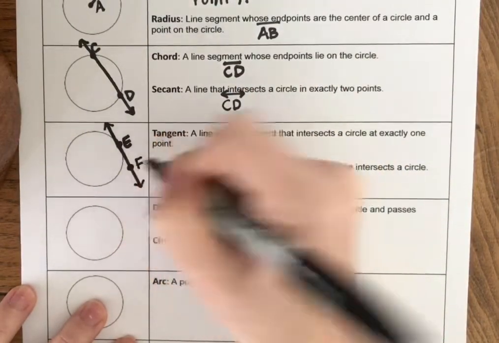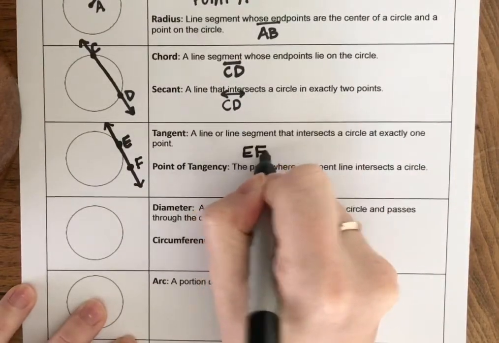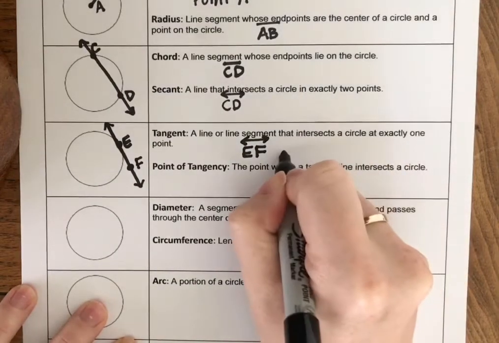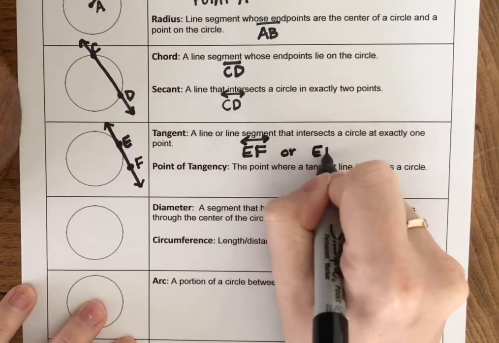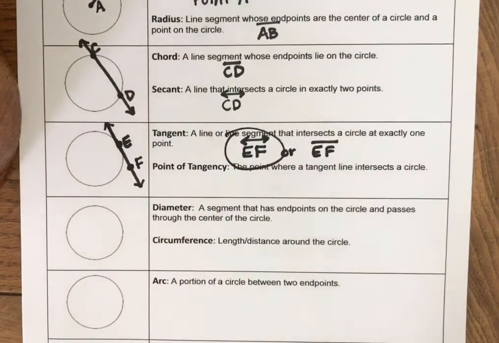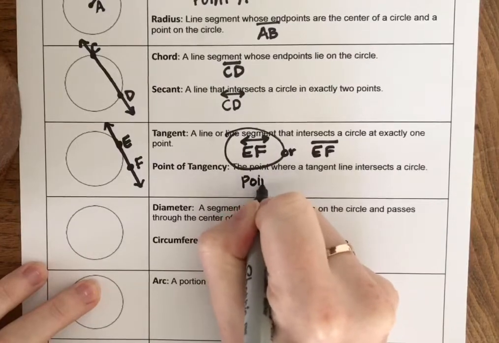So I'm going to make another point on that line F just so that I can label this EF, 2 arrows, because it is a line. Again, technically it could be the line segment, but most of the time it is going to be the line. All right. Now the point of tangency is just the point when it touches the circle. So in this case, it would be point E.